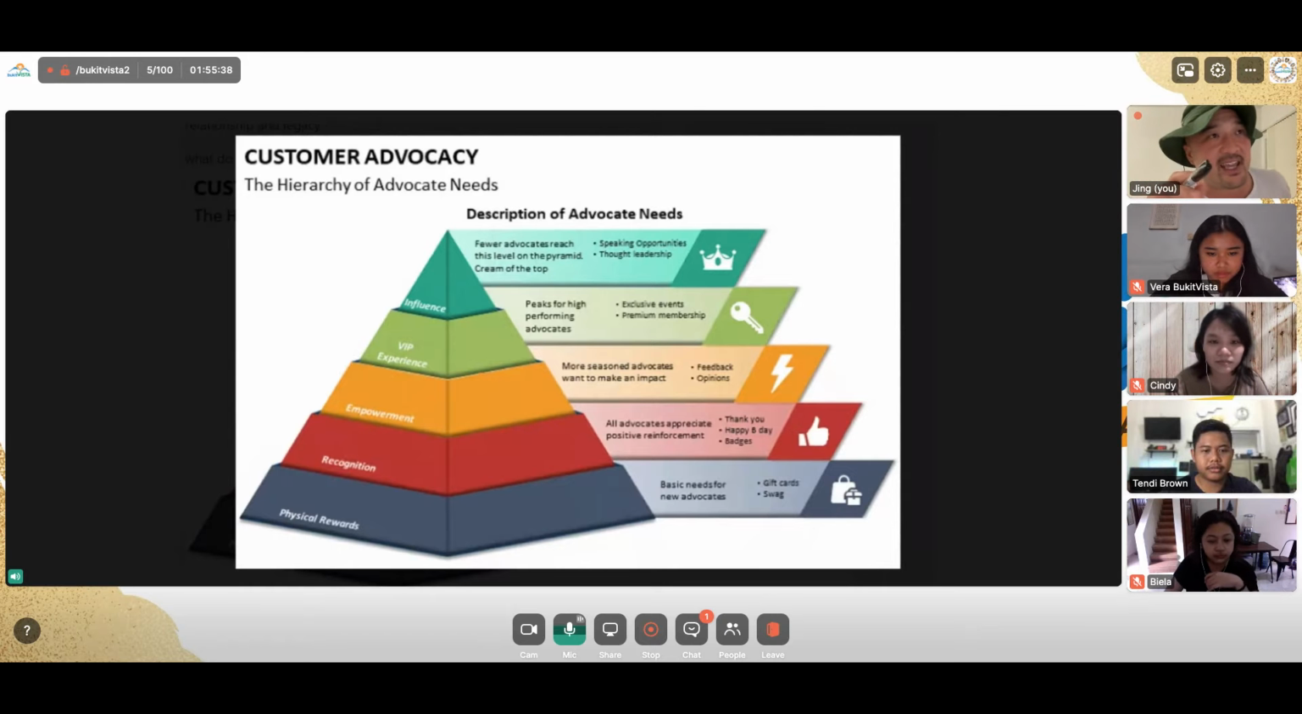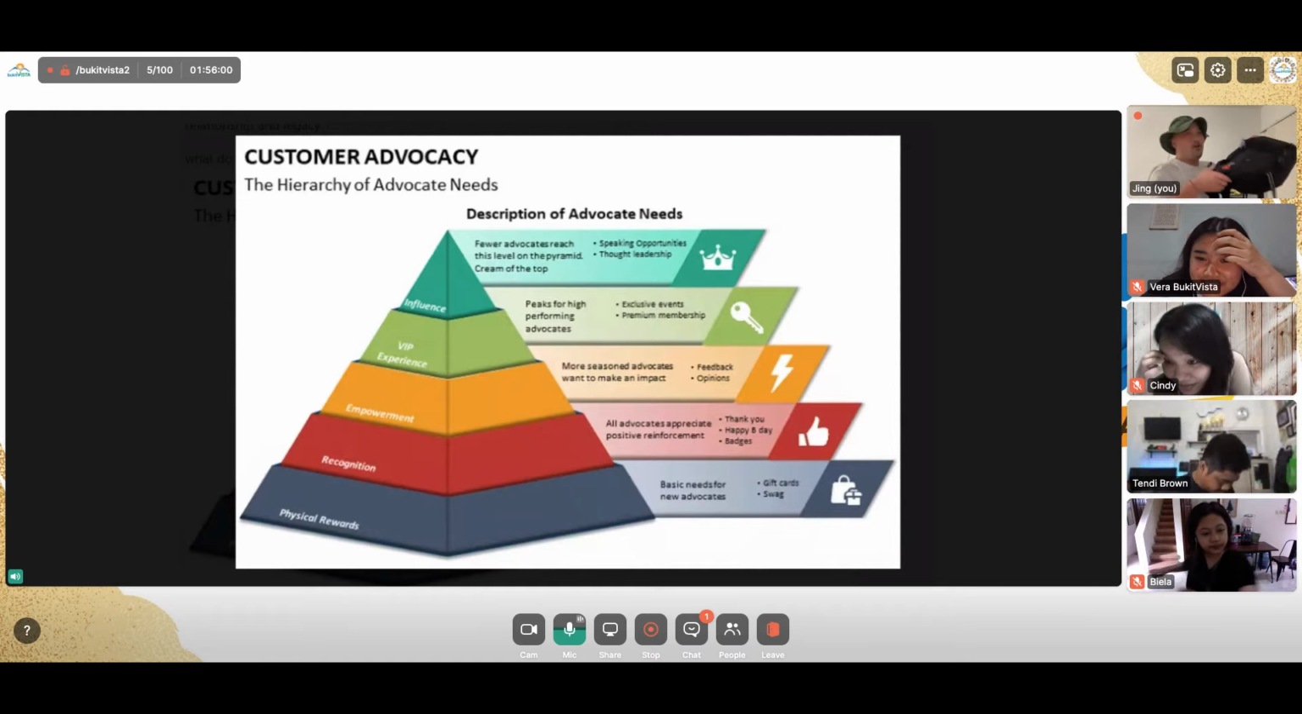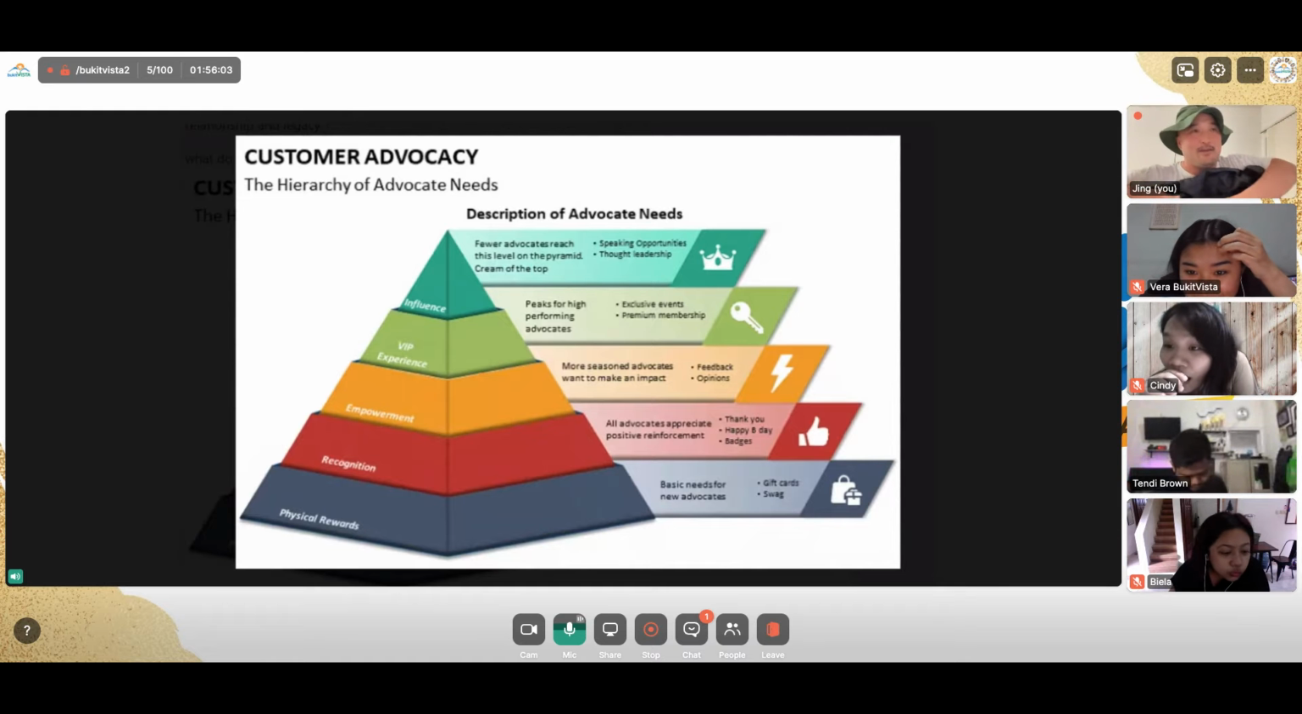Tendi, show Bila the key. Do you have a copy of the Bukit Vista key? Okay, all right. So Tendi's going to show you the Bukit Vista key. I'll show you one of mine here. Wait, this one's pretty cool. I got this from Airbnb a long time ago. You see that?